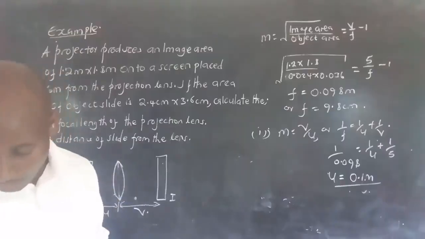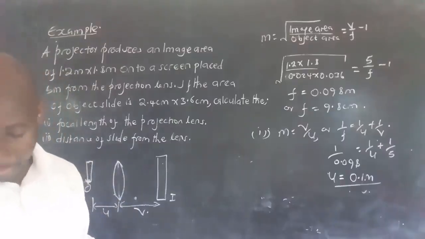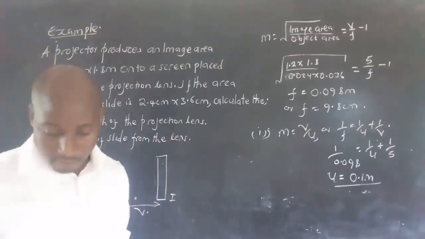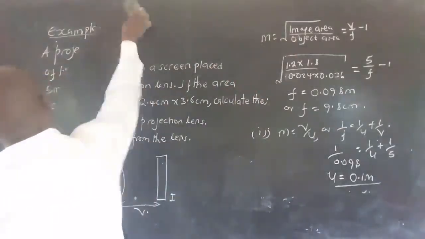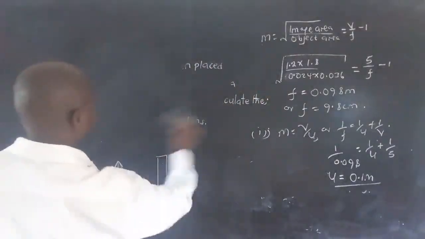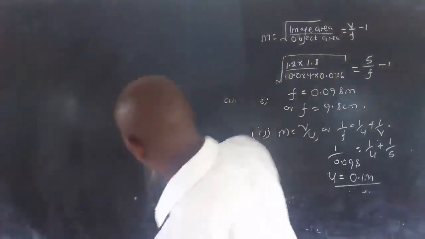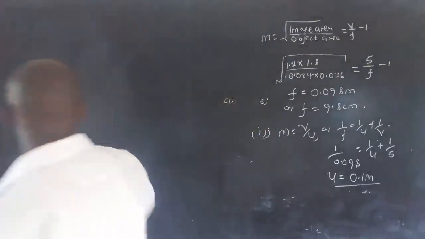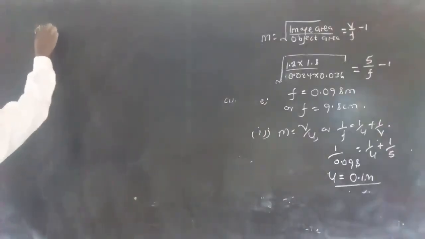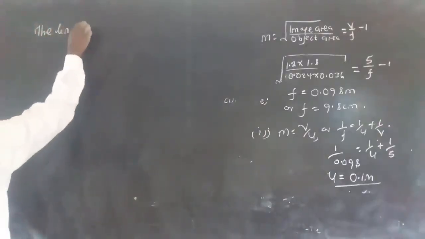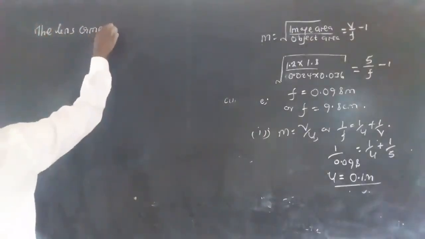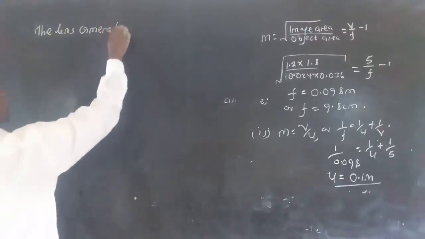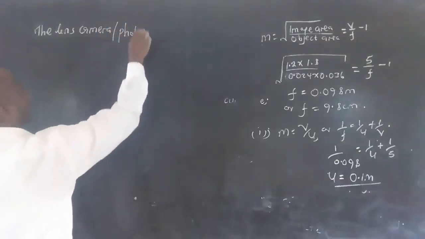Then let us go and look at the lens camera. We say lens camera, or photographic camera. We write a subheading and we say the lens camera, stroke photographic camera.